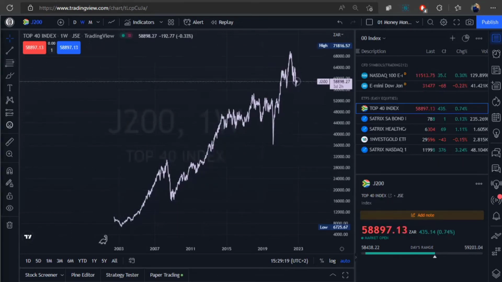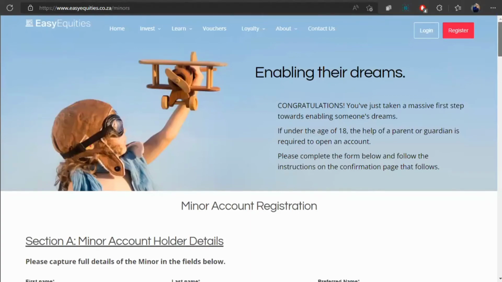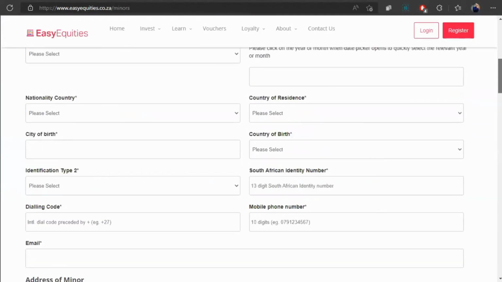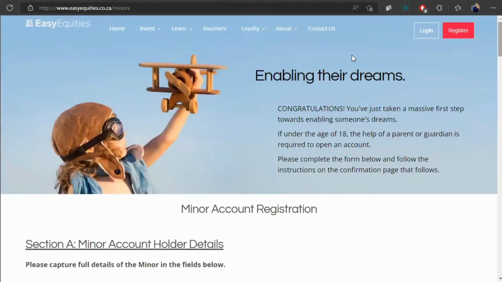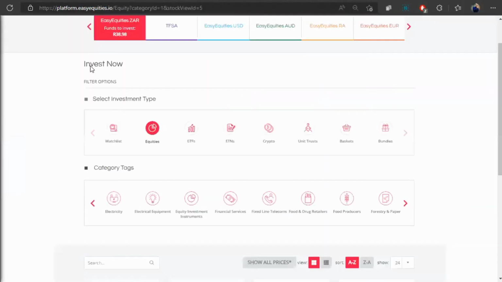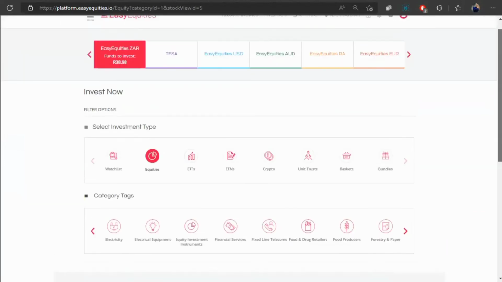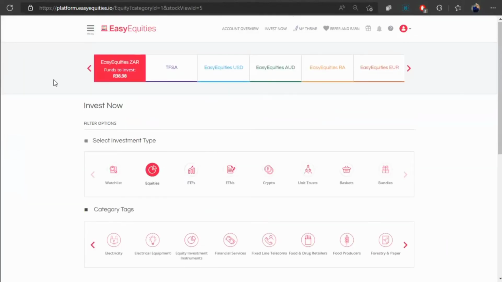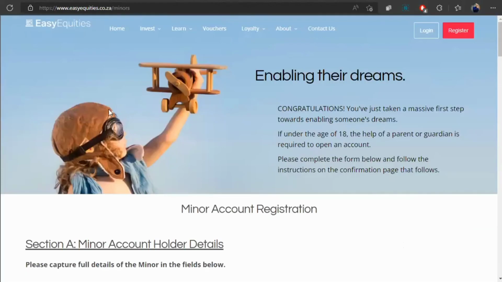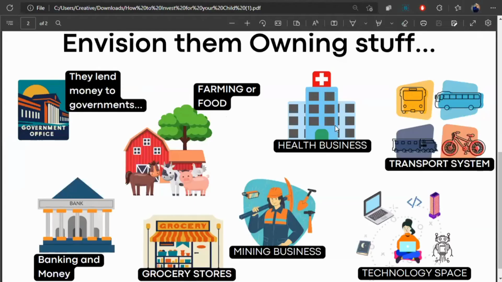First step, just open up an EasyEquities account. For a minor, it's very, very simple. Put the account in their name. That's what this allows you to do. That way, the assets you buy are in the child's name. And then obviously, it's all about choosing the assets. I'd say choose ETFs, but of course, you can choose individual shares that are in spaces that people need, such as banks, groceries, mining, maybe some government bonds, farming, technology, transport, healthcare, and various other industries that people need.